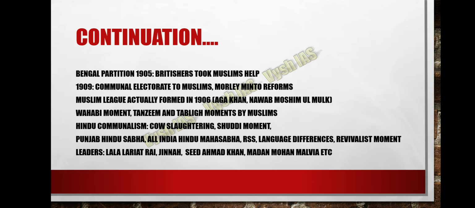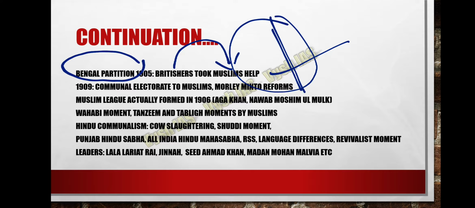The next one is the Bengal Partition movement in the year 1905. Here Britishers actually took the help of Muslims in order to partition Bengal along communal lines. The Britishers wanted to partition Bengal into Hindus and Muslims on the basis of communal lines. So this actually increased the communal violence in India.